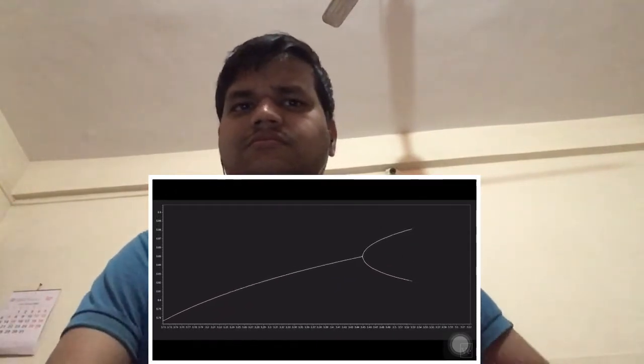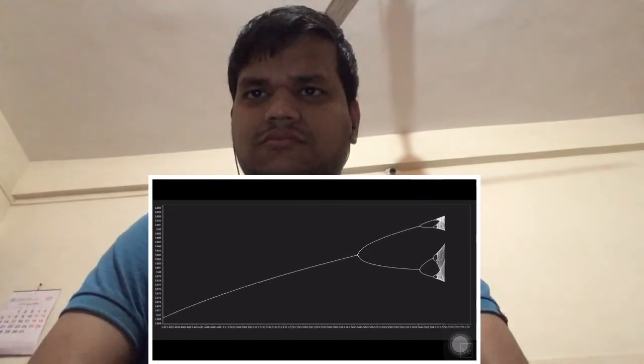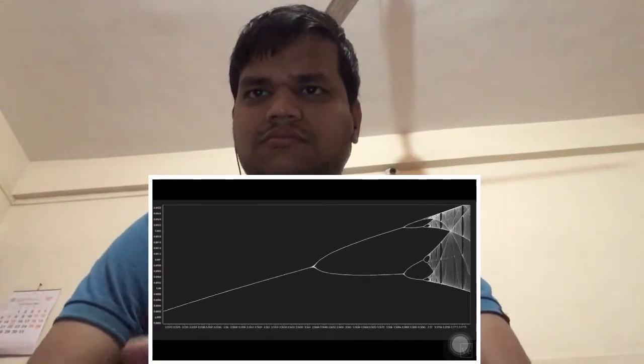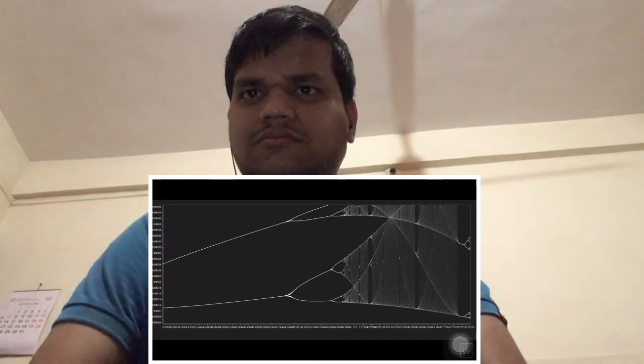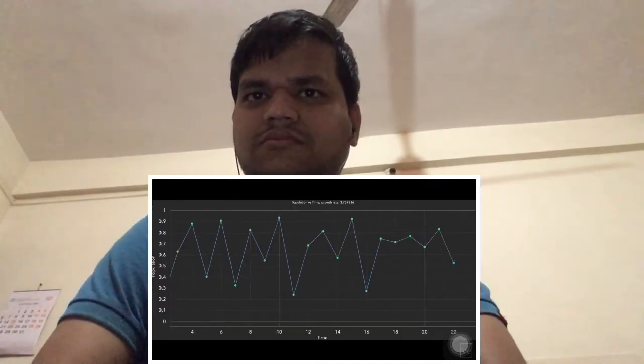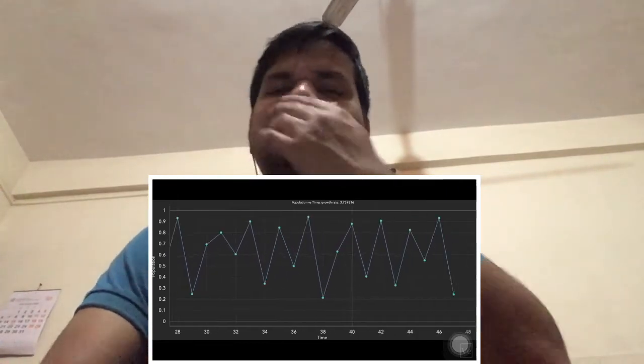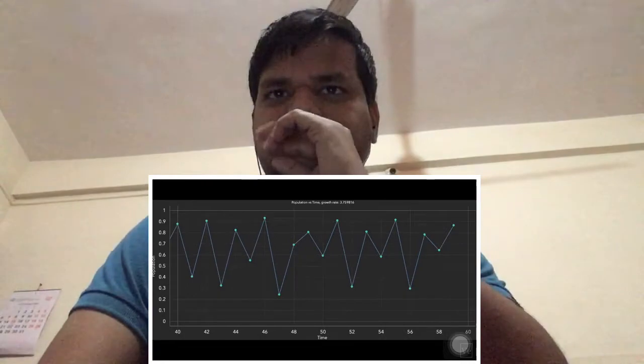They come faster and faster, leading to cycles of 8, 16, 32, 64, and then at R equals 3.57, chaos. The population never settles down at all. It bounces around as if at random. In fact, this equation provided one of the first methods of generating random numbers on computers. It was a way.